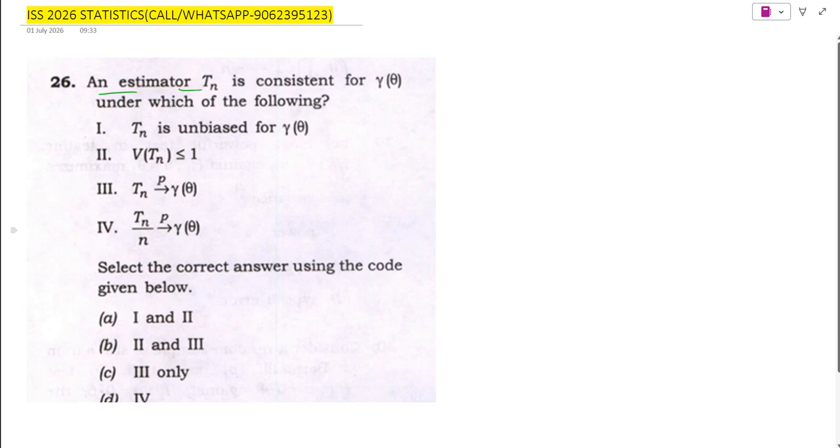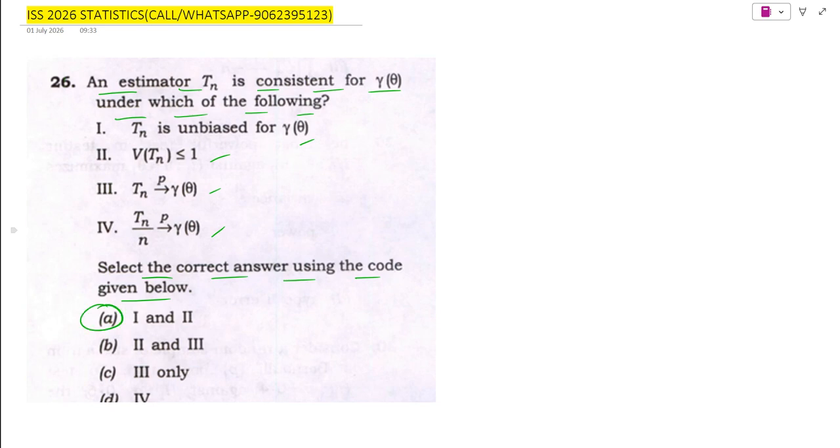An estimator Tn is consistent for gamma theta under which of the following? Statement 1 says Tn is unbiased for gamma theta. Statement 2 says variance of Tn is less than or equal to 1. Statement 3 says Tn converges in probability to gamma of theta. And statement 4 says Tn divided by n converges in probability to gamma of theta, right? So select the correct answer using the code given below.